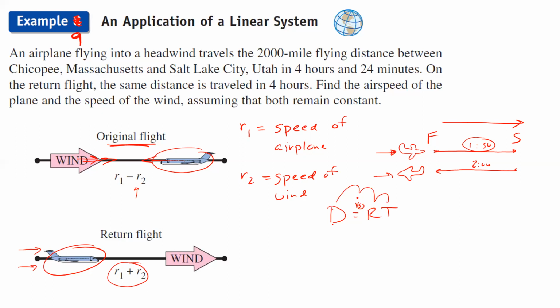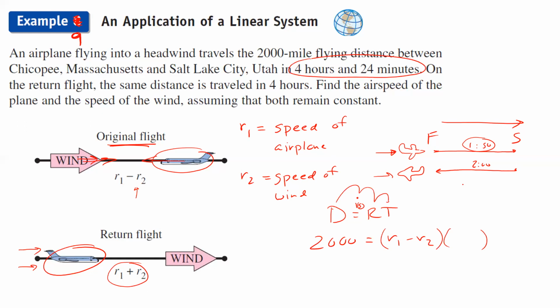Let's plug it in. So the distance to Utah was 2,000 miles. The rate that we were flying at was R1 minus R2. And the question is multiplied by time. How long were we flying there? 4 hours. Yeah, 4 hours, 24 minutes. Okay, so, oh, bummer. I think it's going to be, you guys talk to me.